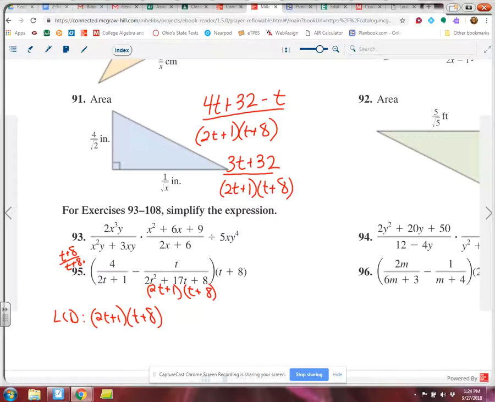Can I factor the numerator any further? The numerator, the only possibility I have there is take out a t, right? Or take out a 3. And 32 won't divide by 3. So now I'm ready to go ahead and multiply by t plus 8. Where is that t plus 8? The numerator or the denominator? The numerator. So now I'm able to reduce those t plus 8s. And my final answer will be 3t plus 32 all over 2t plus 1.